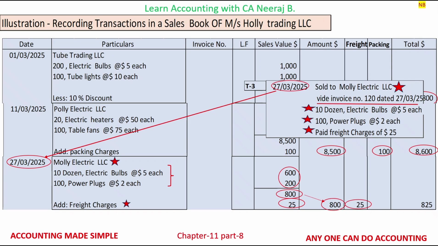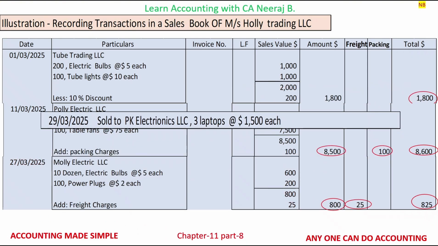The total sales value of the goods of $800 is also written in the amount column. The total sales value of the goods of $800 plus freight charges of $25 put together are written in the total column, which in this transaction comes to $825.